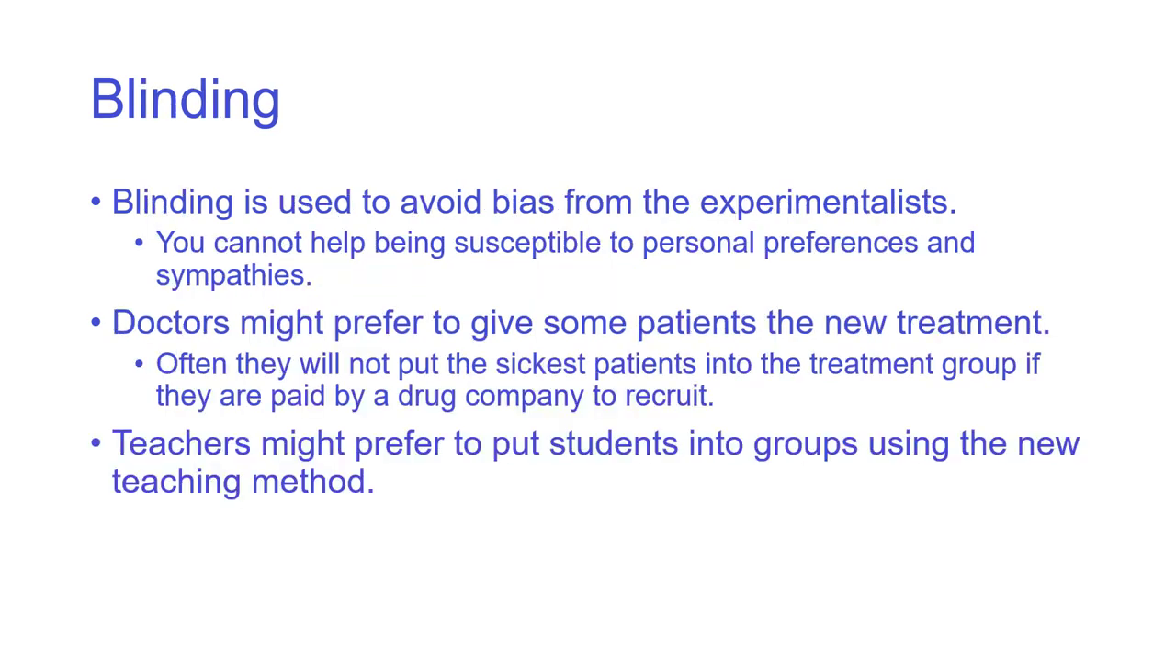Now blinding is used to avoid bias from the experimentalists. Now this is particularly important in clinical trials where people can skew the experiment with the best of intentions. So you're taking part in a new drug trial, and you might only give the drug to the most severely affected patients that you have. Now this is going to skew the trial. They have to be randomly selected amongst all the different patients.